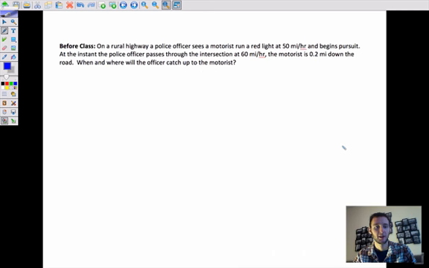For next time, I'd like you to do this before class. On a rural highway, a police officer sees a motorist run a red light at 50 miles an hour and begins pursuit. The instant the police officer passes through the intersection at 60 miles an hour, the motorist is 2/10 of a mile down the road. I'm going to suggest and very, very highly recommend that you draw a picture for this. For me, even it's tough to visualize this in my head. So I would really suggest that you draw a picture first. I think that will help you write your equations, and then you can solve them however you want after that.